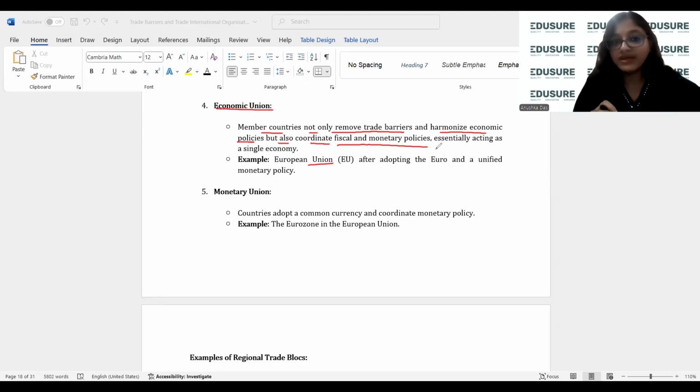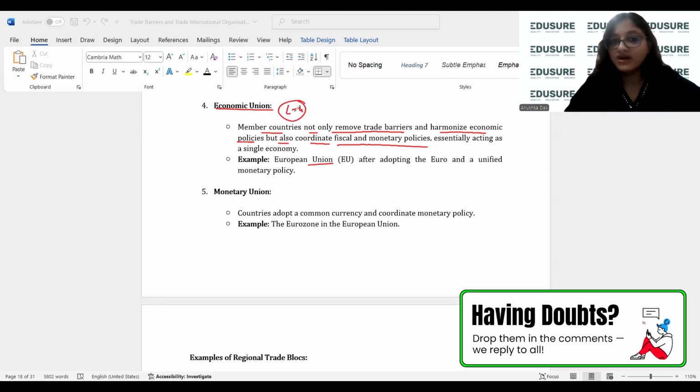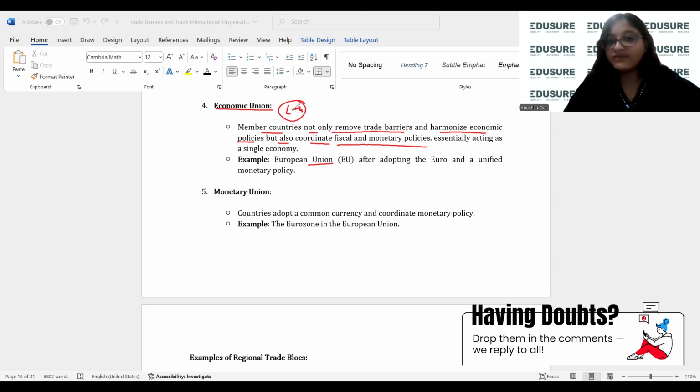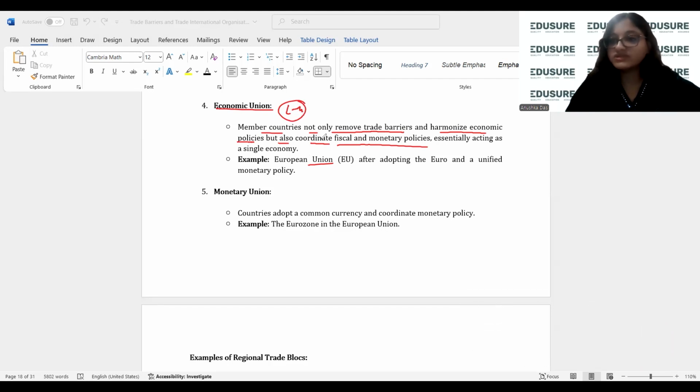Deeper integration. The economic union is an even deeper integration, which is the highest level of integration, or level 4 integration, where you see not only trade in goods, services, and factors, but also fiscal and monetary policies. The government policies between the member countries will also align, right? Not only goods, services, factors, but also the policies, the fiscal and monetary policy at the government level.